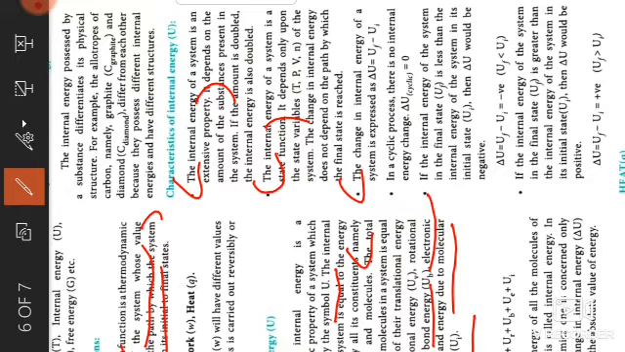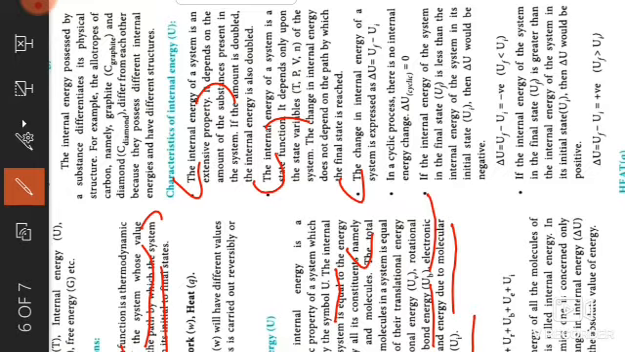Okay, another one is if the internal energy of the system in the final state is less than the internal energy of the system in the initial state, then delta U would be negative. Suppose delta U is equal to negative, it means the final value is lesser and the initial value is greater.